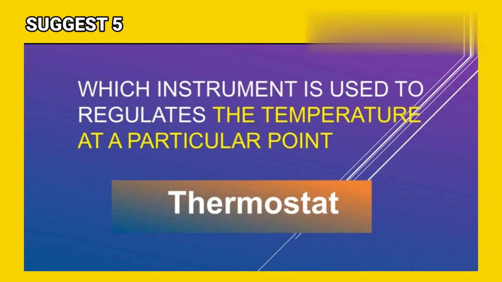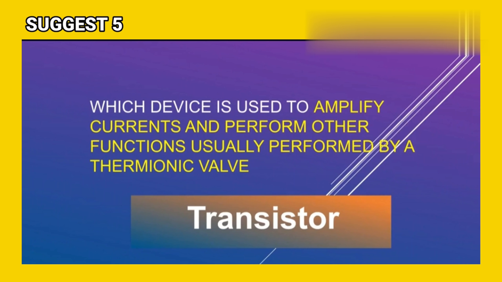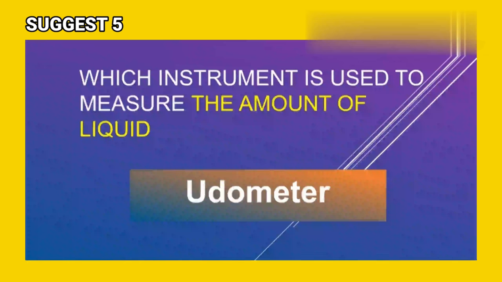Answer, thermostat. Which device is used to amplify currents and perform other functions usually performed by a thermionic valve? Answer, transistor. I repeat, which device is used to amplify currents and perform other functions usually performed by a thermionic valve? Answer, transistor. Which instrument is used to measure the amount of liquid?